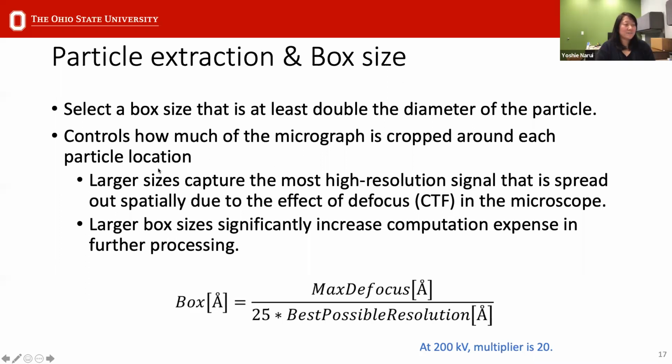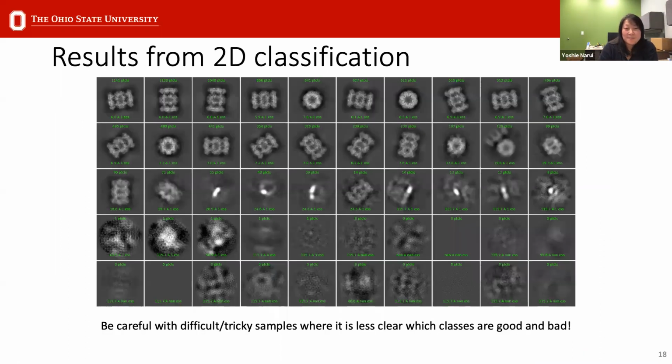This equation was in the NCCAT tutorial data. It's a back of the envelope type of calculation, but you can estimate what that box size should be. You don't want it to be too tight, but you also don't want it to be too big, because then you'll spend your computational resources on a bunch of area that doesn't matter. Okay, that was my point about that.